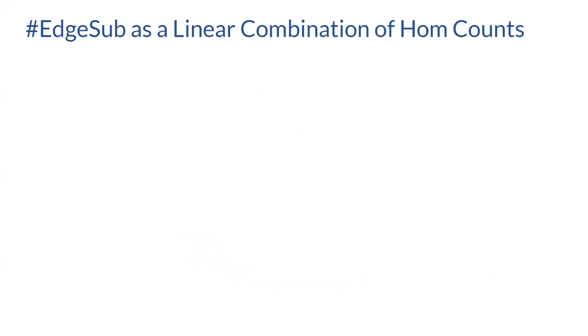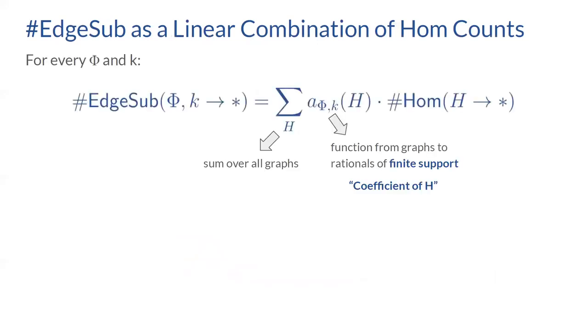Now back to our problem at hand, EdgeSub. First, we show, and this is actually just a statement of existence, quite easy to show, that for every phi and k, there exists a function a_{phi,k}, such that we can express the number of k-edge subgraphs that satisfy phi as this linear combination of homomorphism counts. So we take the sum over all graphs H, then take the value of a_{phi,k} of H times the number of graph homomorphisms from H.